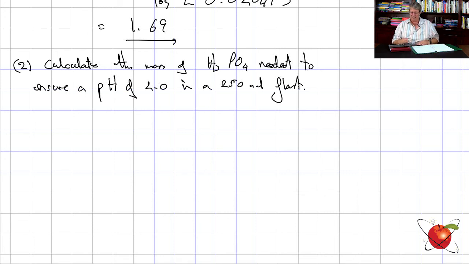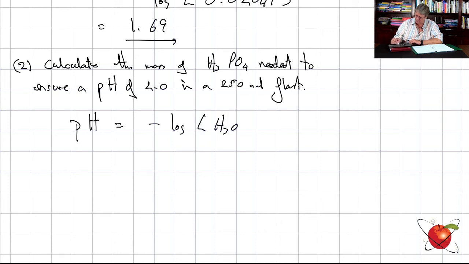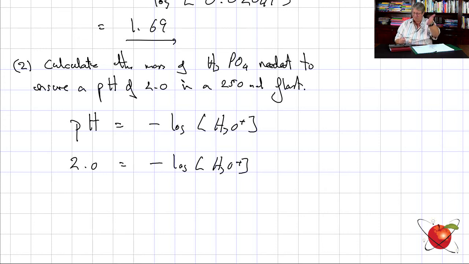Okay. Now in this case, we know that acid there, but we want to know how much of that we must put into the flask. That's what we're after here. So what are we given? We're given a pH. So pH equals the negative log of the concentration of H3O+. But they've told me the pH is 2.0. Therefore, 2.0 is the negative log of the concentration of H3O+. When I'm given a pH, I start with the pH.